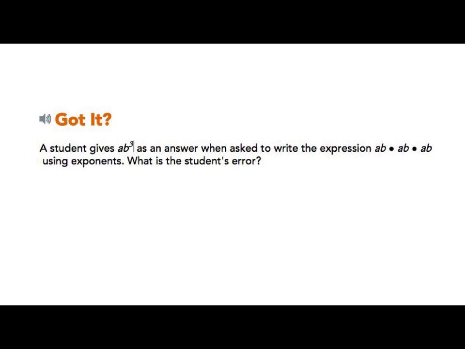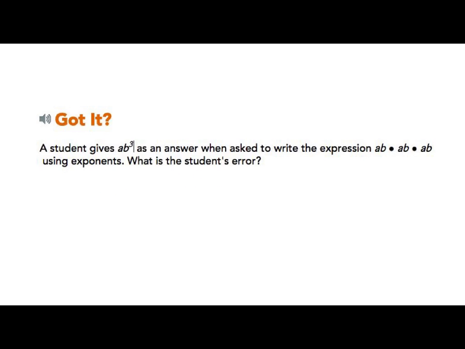Okay, so if we read this slide, a student gives AB to the third power, or AB cubed, as an answer when asked to write the expression AB times AB times AB using exponents. What is the student's error?